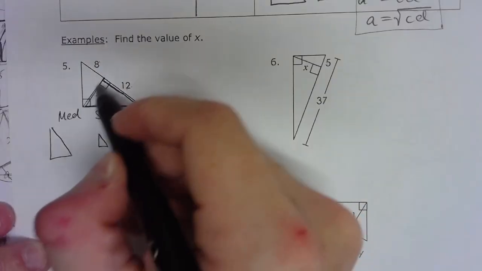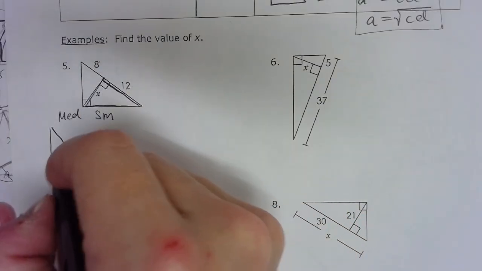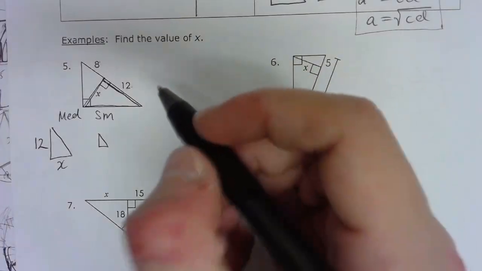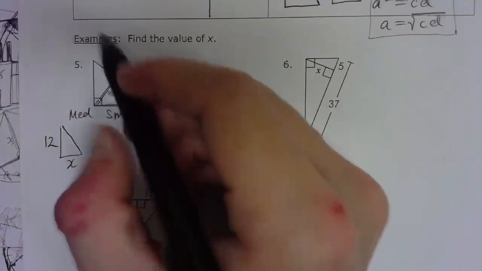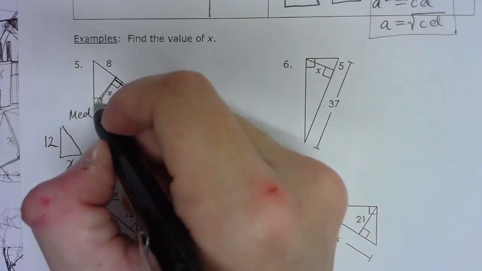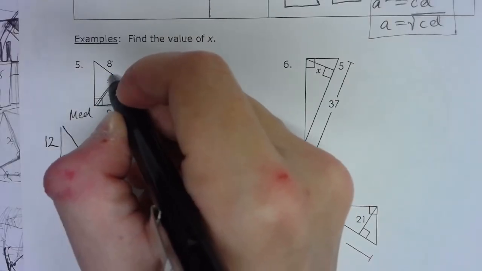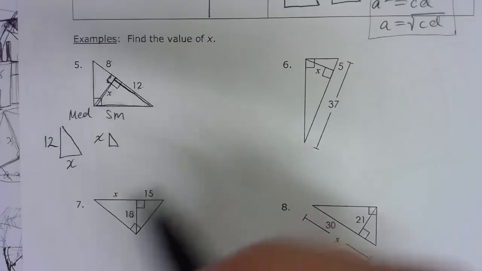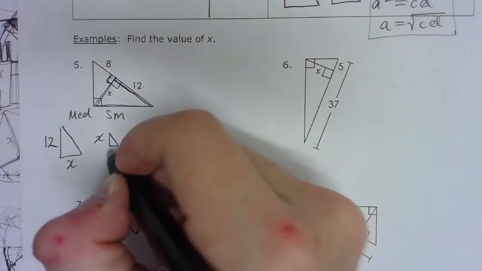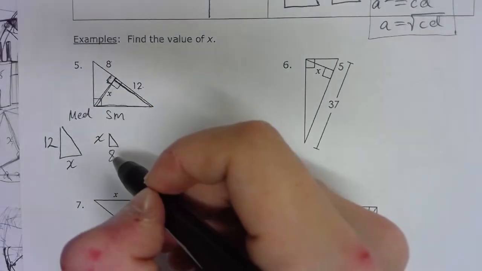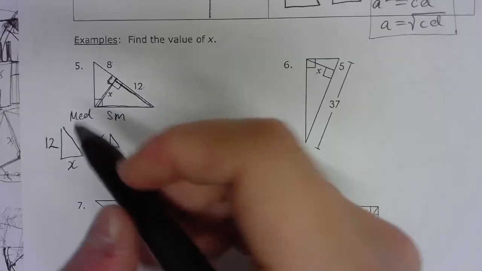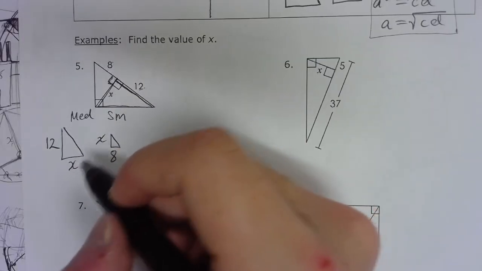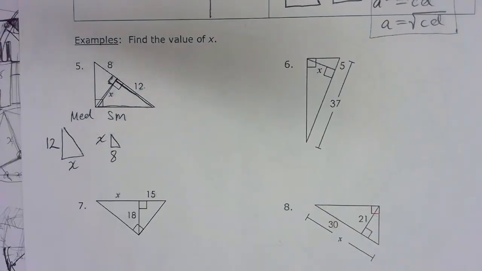Alrighty. The short leg of the medium triangle is x. The long leg of the medium triangle is 12. And, excuse me, the long leg, because look at where the 90 degree is, the long leg of the small triangle is x, and the short leg is 8. You know you've done a geometric mean problem correctly if you duplicate a number. It doesn't have to be your variable. It could be anything, but if you duplicate something, that's how you know.